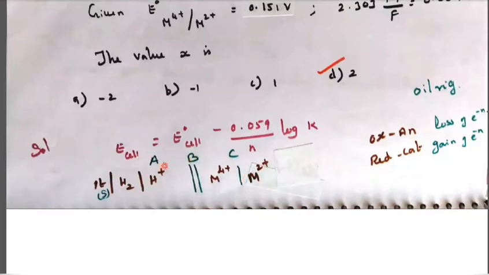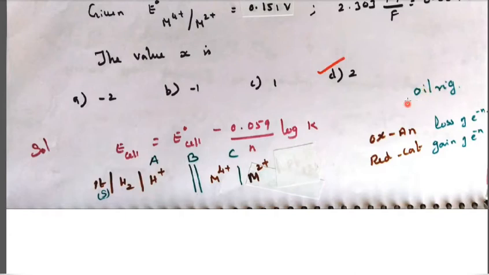First you write the symbolic notation like A, B, C. The first one in the cell is the anode. The double vertical lines are the salt bridge. And the second one is the cathode. So anode, salt bridge, cathode.